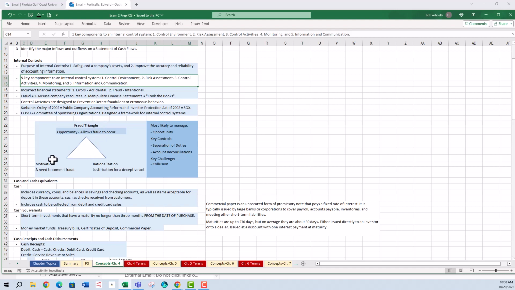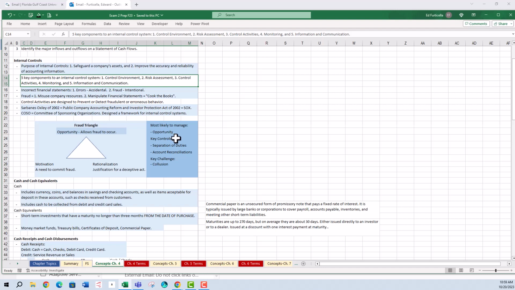The fraud triangle gives you an idea of why people commit fraud. They either rationalize it, they justify it, or they're motivated to do it because of something going on in their life, or the company just doesn't have enough controls in place, so it gives them the opportunity to commit fraud. As a business, we can most likely manage the opportunity by putting controls in place.